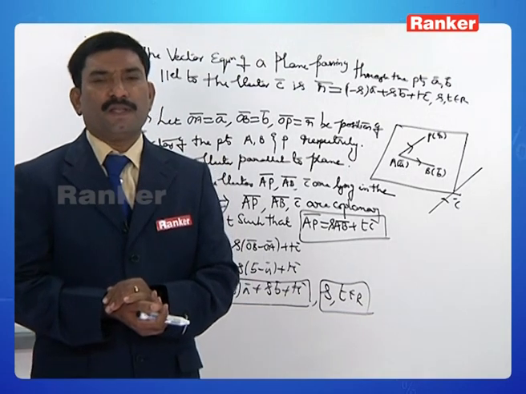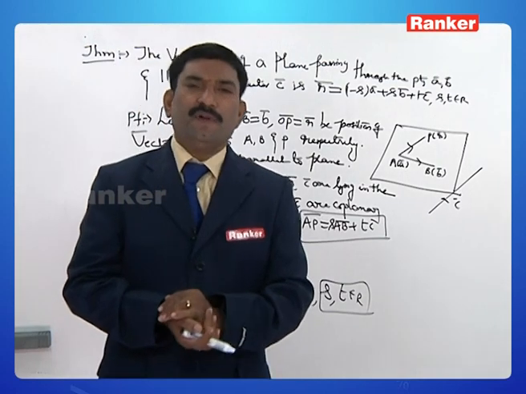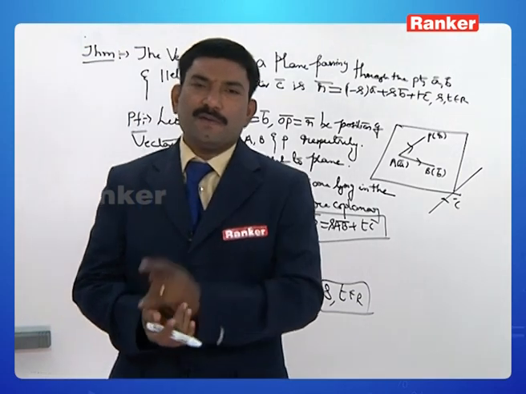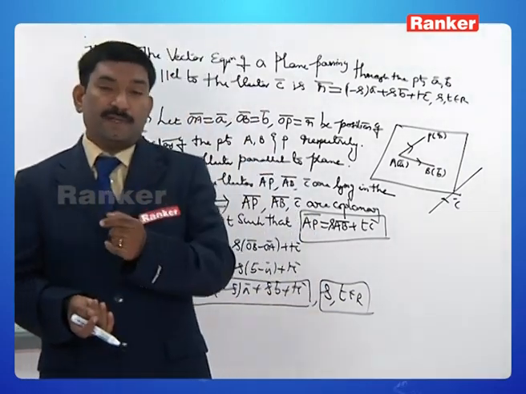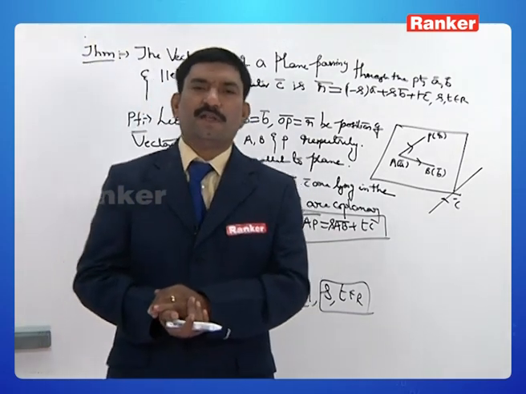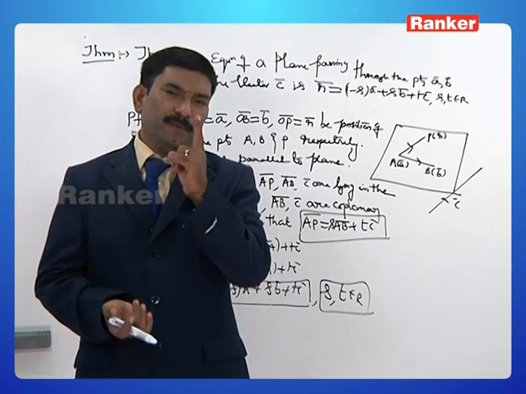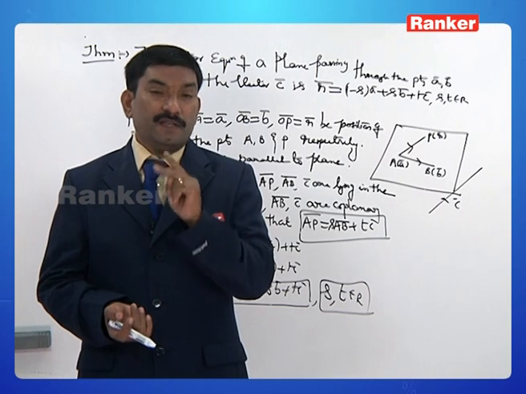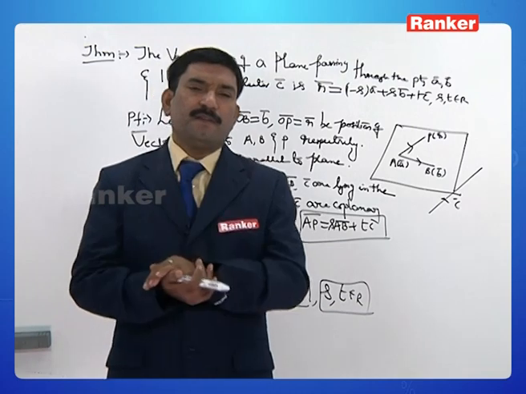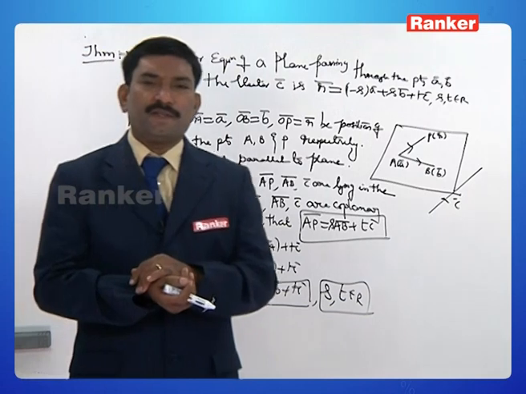This represents the vector equation of a plane passing through 2 points and parallel to 1 vector. The other one I told in the starting, R bar is equal to A bar plus SB bar plus TC bar, represents the vector equation of a plane passing through 1 point and parallel to 2 vectors. Here, passing through 2 points and parallel to 1 vector C bar is given by this. This is the vector equation of a plane.